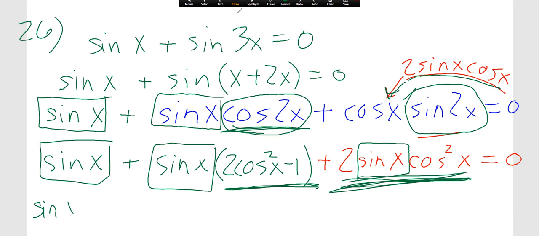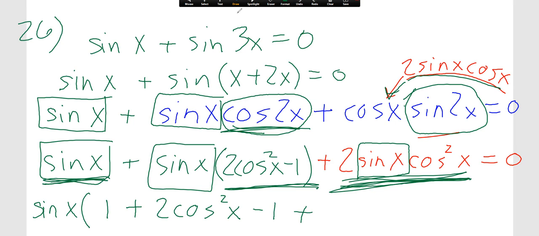So if I pull the sine x out, what will I have left? If I pull it out of this first term, what am I going to have left? 1 plus 2 cosine squared x minus 1 plus 2 cosine squared x equals 0. All I'm doing is factoring, folks. I'm taking that box out of each one of those terms.